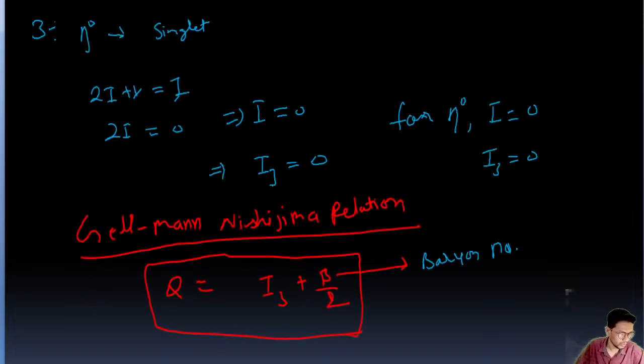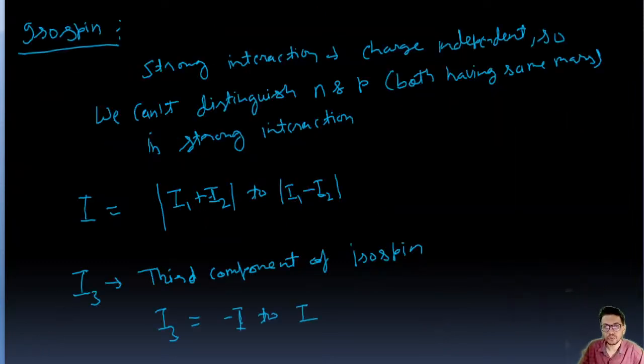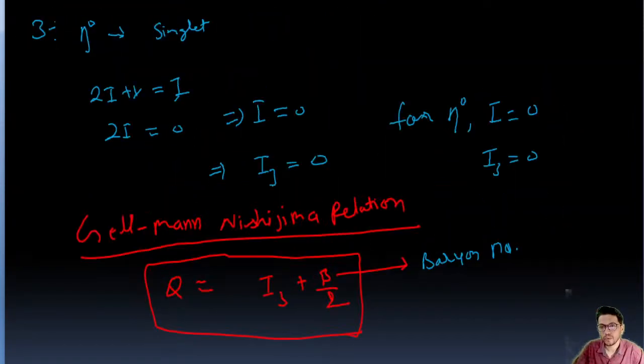I'll show you lambda naught. The chart is important. This comes in the baryon category, this baryon hyperon, right? This lambda.